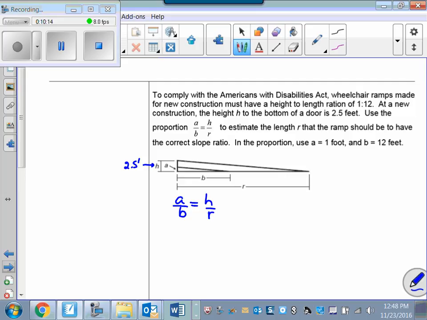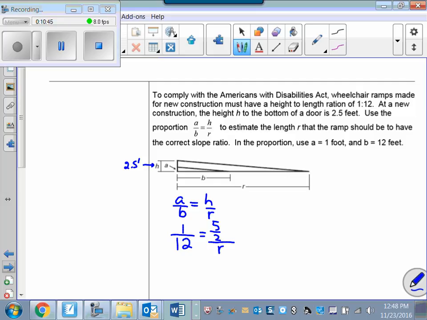Okay, so A equals 1 foot. So let's just plug in what we got. 1 foot to 12 feet. I know that H is 2.5 feet. I don't want to put a decimal in there. You know I don't like decimals. 2.5 as a fraction is 5/2. We're going to put 5/2 in there because we don't want to use our calculators. And I'm trying to find R. So R is my only unknown. So this is good. I don't need to switch anything or simplify anything.